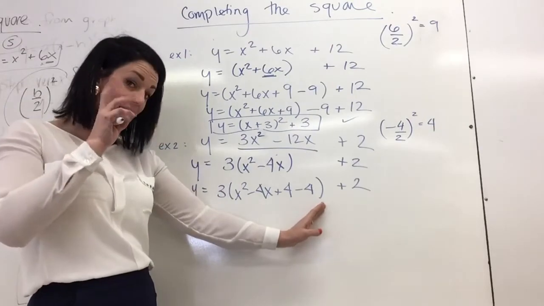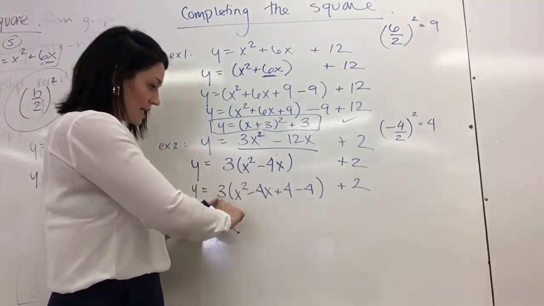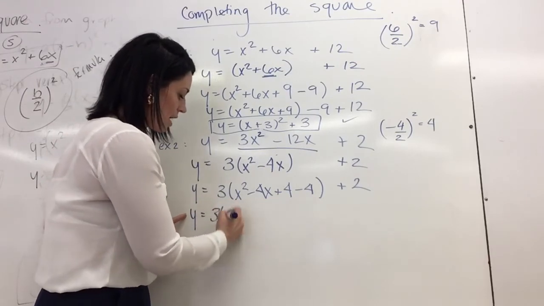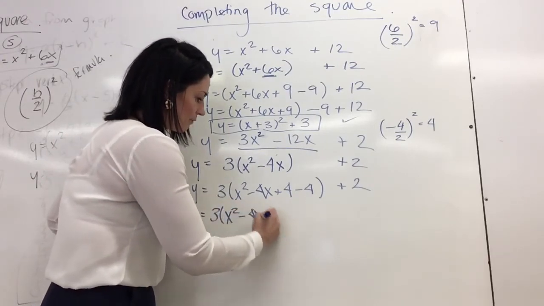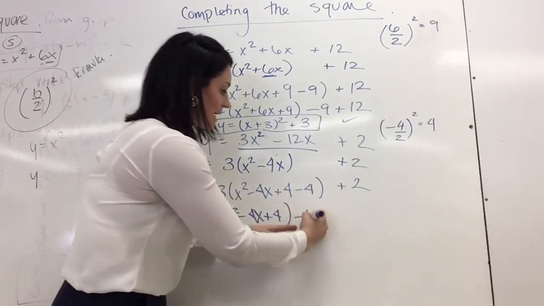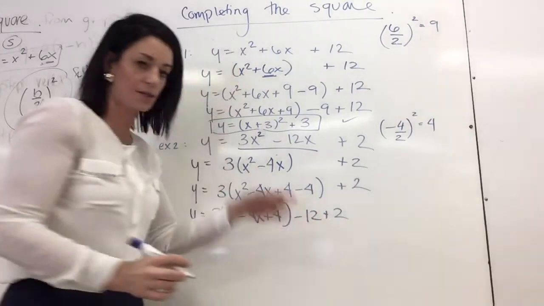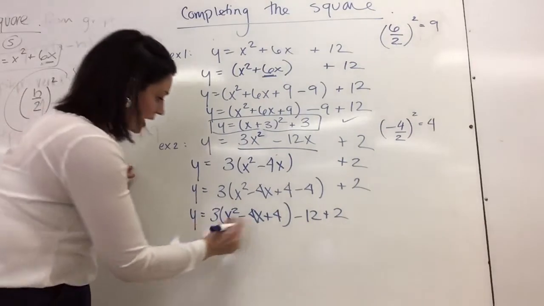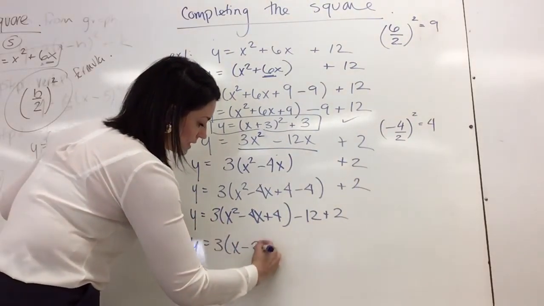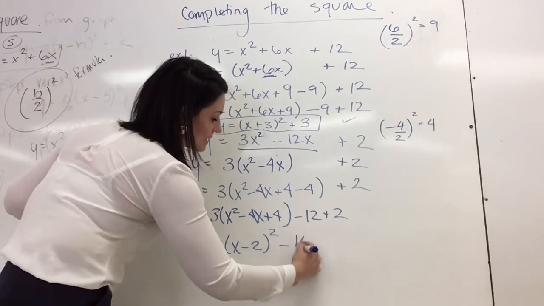So in order to take him out of this bracket, first I need to do that multiplication. So I actually end up with 3 times x squared minus 4x plus 4. I take the minus 4 out, so it's minus 12 plus 2. Okay, so then I can complete the square here. So y equals 3, x minus 2 squared minus 10.